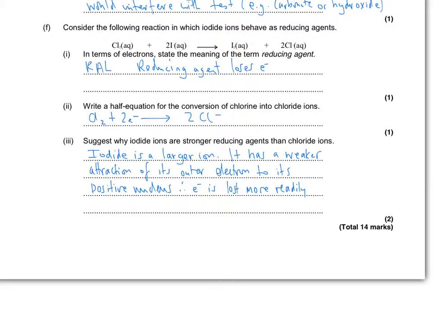Write a half equation for the conversion of chlorine into chloride. Cl2, plus 2 electrons, gives 2Cl minus, to balance. So it's 2 minus there. Suggest why iodide ions are stronger reducing agents than chloride ions. Iodide is a larger ion, with a larger ionic radius. It has a weaker attraction of its outer electron because it's a bigger ion, so its electrons are lost more readily.